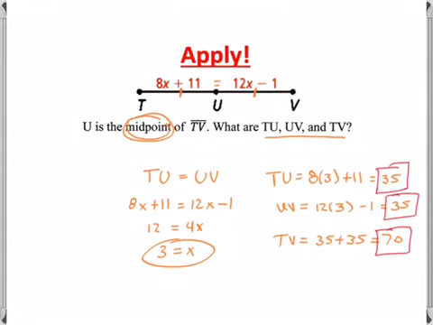So, if you've done this correctly, you would have taken 8x plus 11 equals 12x minus 1. When solving it algebraically, you get x to equal 3. Plugging 3 back into TU's expression, you get 35. Plugging it back into UV's expression, you get 35. And then adding the 2 together, you get TV has a length of 70.